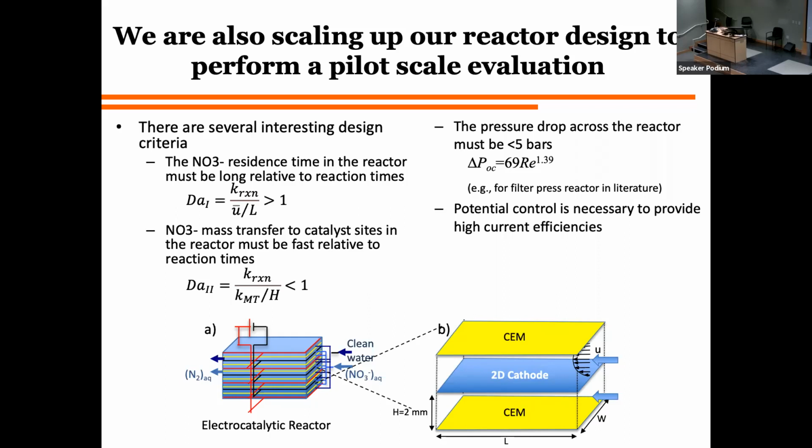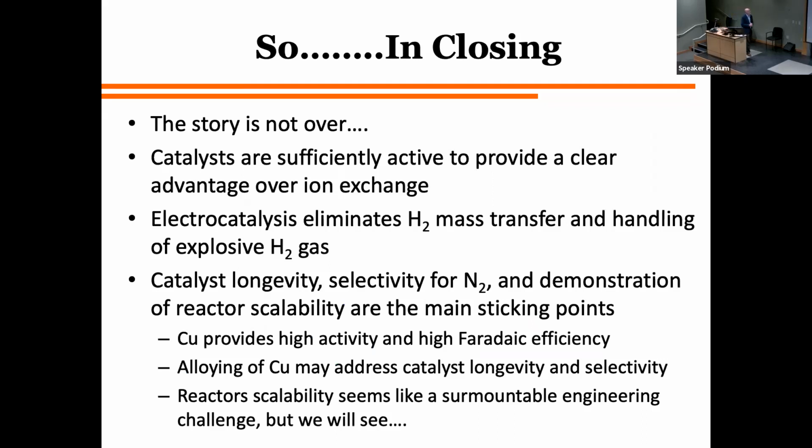And then in our system, we want control of the potential. We don't want to run it with a constant current. We want to run it at a constant potential so we can control that potential and not get that hydrogen evolution reaction. And so I have a student working on trying to design a scaled up reactor right now. So those are some of the new things we're working on.